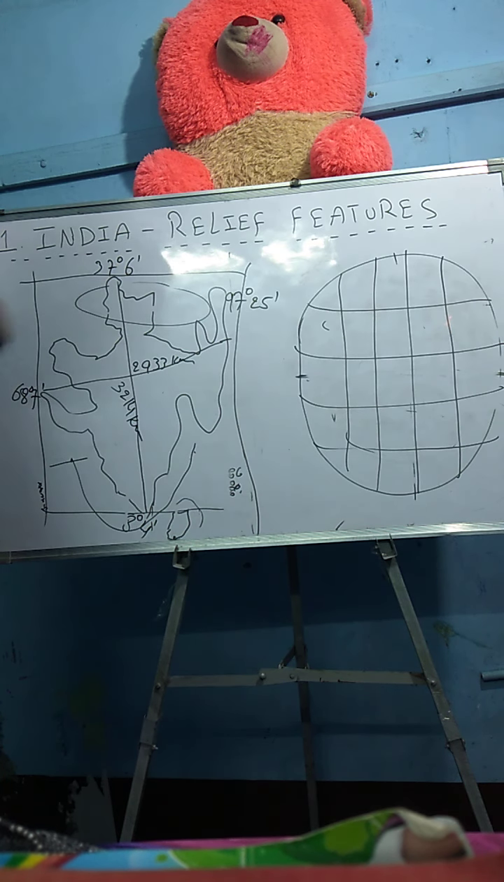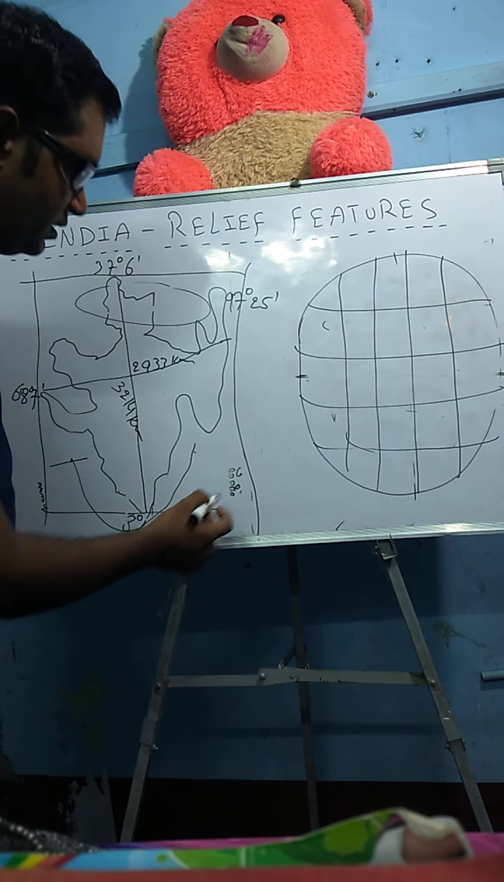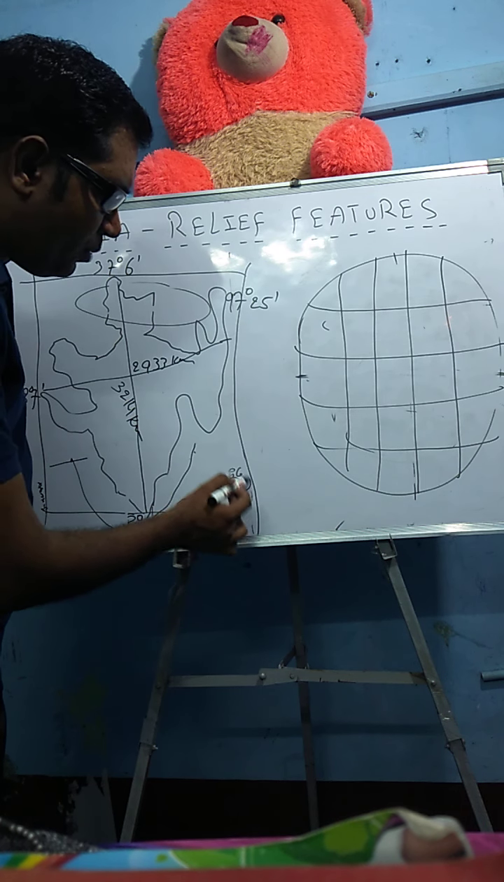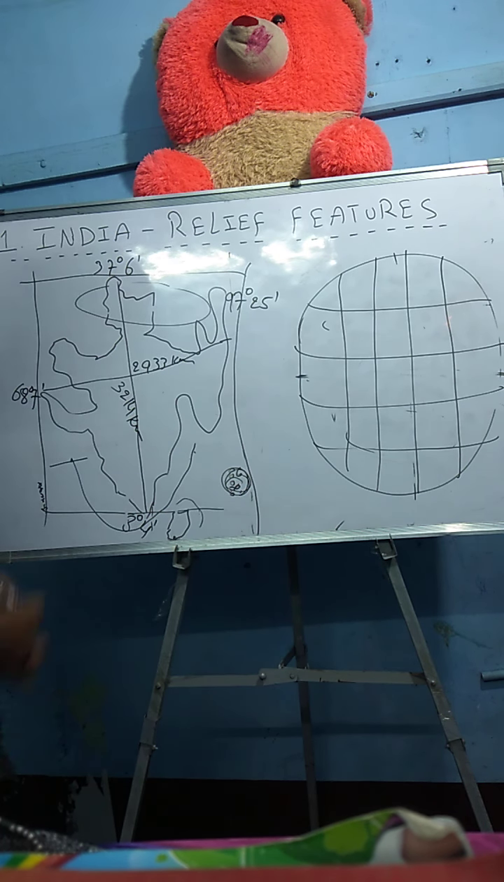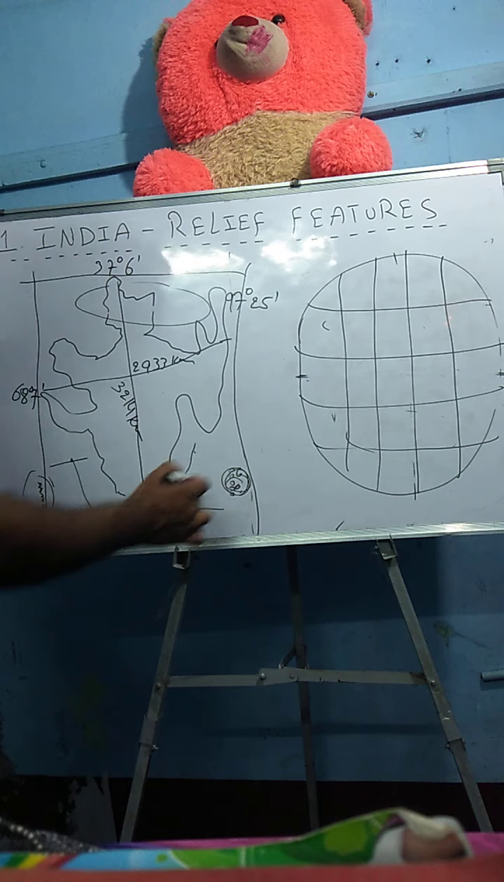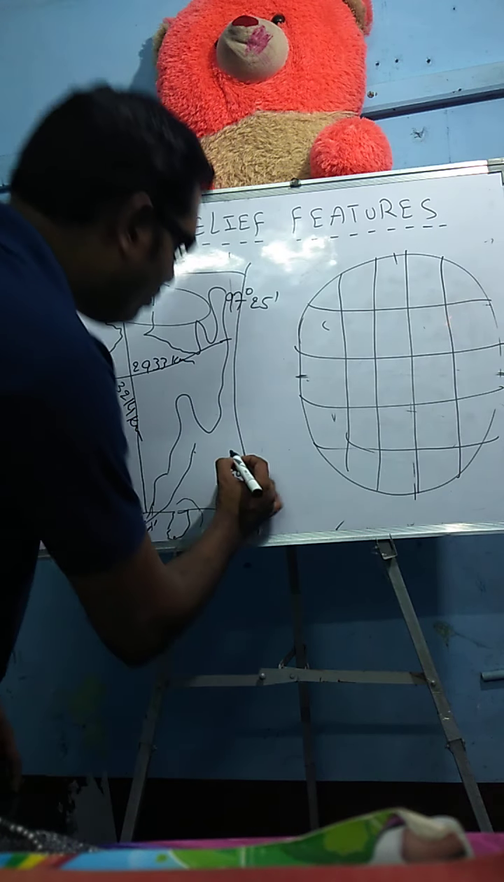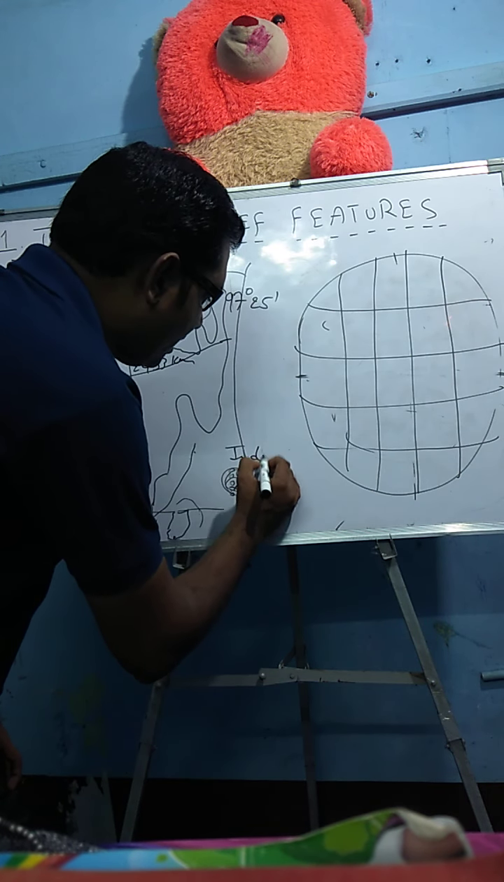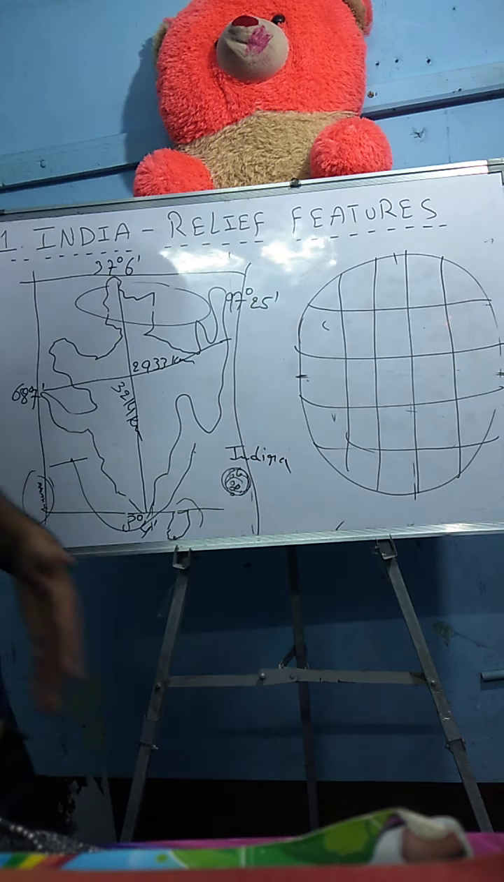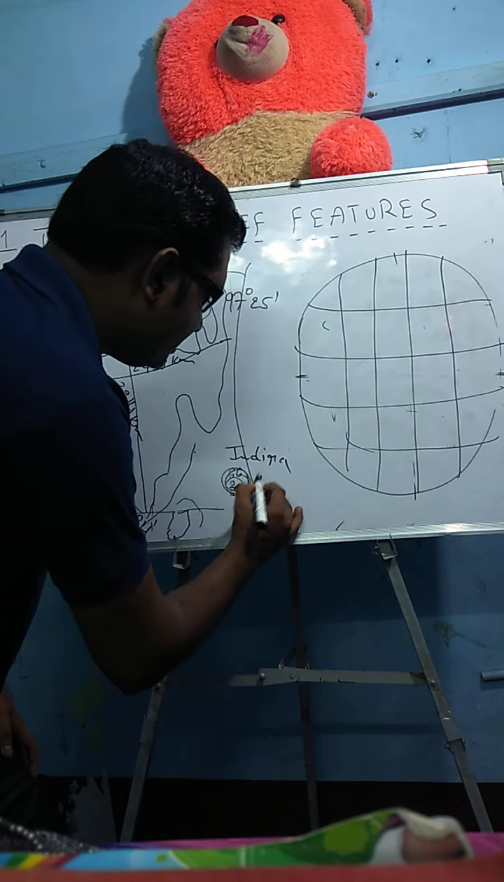Next feature, from India's point of view: the Andaman and Nicobar Islands. These are the Andaman and Nicobar Islands. These are Lakshadweep. In the Andaman and Nicobar Islands, Indira Point is located. Indira Point is located here.